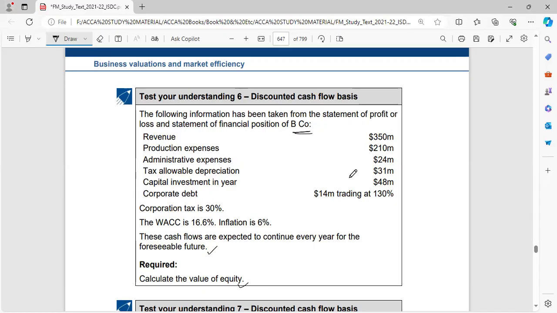Okay. So if I say revenue, production expenses, administrative expenses, these will be deducted and tax allowable depreciation is added. So first I will determine my cash flow. 350 minus 210 minus 24 plus 31, 147.